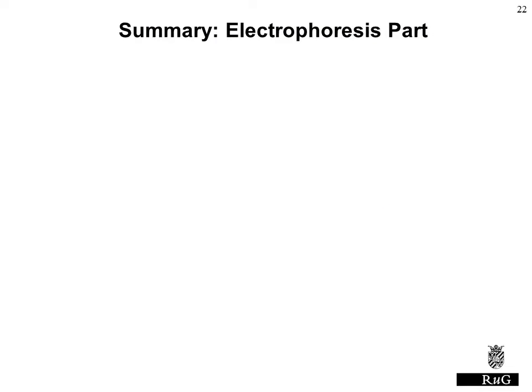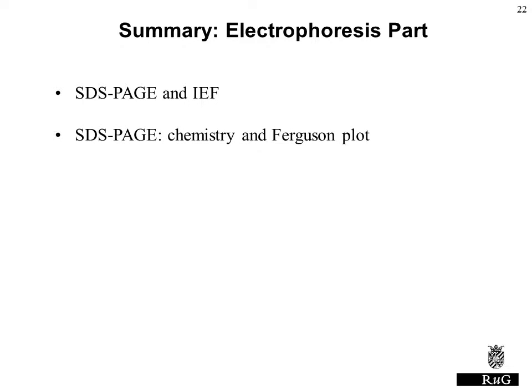Let's come to the summary of the electrophoresis part for protein separation. We heard about SDS-PAGE and isoelectric focusing. The chemistry of SDS-PAGE, how a polyacrylamide gel is made with its crosslinks by bisacrylamide, and the properties of SDS, sodium dodecylsulfate. We introduced to you the Ferguson plot, which shows that every protein has the same electrophoretic mobility in the presence of SDS in the absence of a polyacrylamide gel.